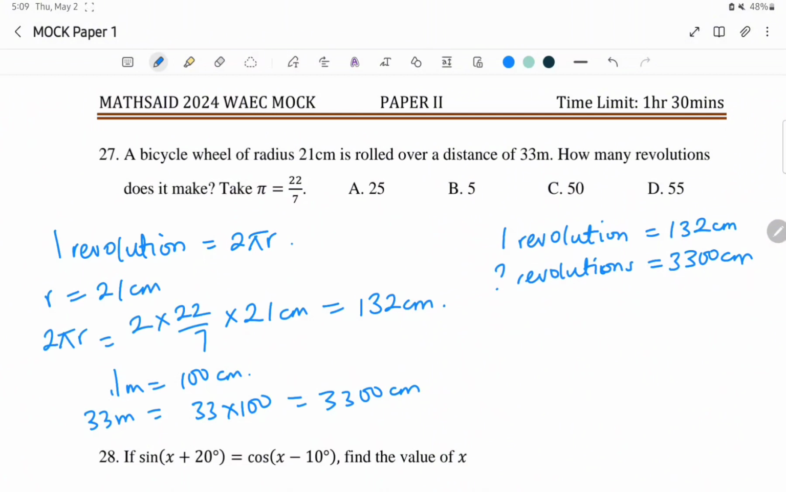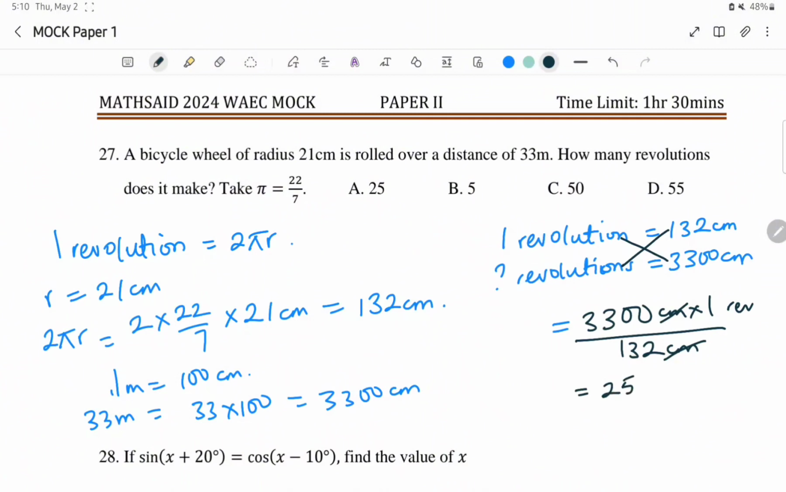So we can easily calculate the number of revolutions. The number of revolutions will simply be just like you are cross multiplying here. So it's going to be 3,300 centimeters times 1 rev over 132 centimeters. Centimeter will cancel centimeter. So 3,300 divided by 132 is going to give us 25. That means the answer is 25 revolutions.